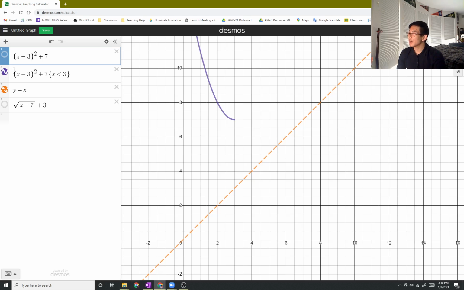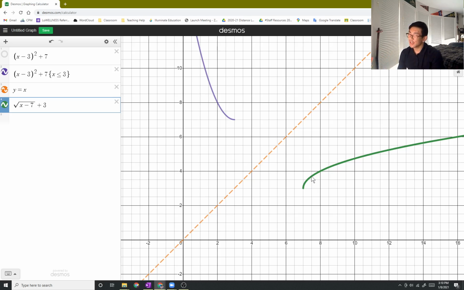The inverse that we got, coming up with the equation, was the square root of x minus 7, plus 3. When I graph that, something looks a little off. Now it has the right shape, because it is a square root graph, which makes sense because the original was x squared. But something went wrong here.